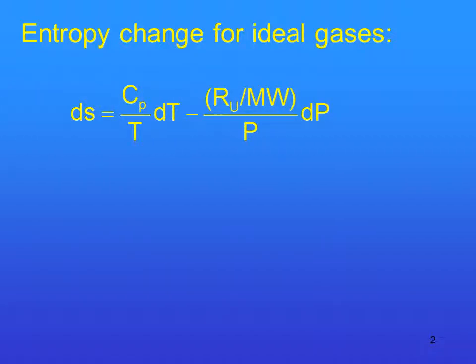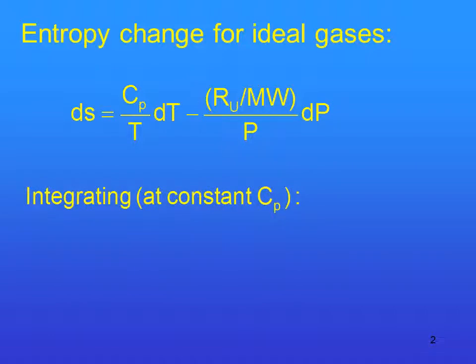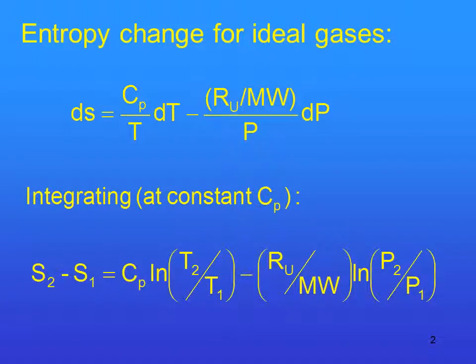I think we've shown earlier, or you can show, that ds is Cp over T dT minus R over molecular weight divided by P dP. This all comes from adding heat to a reversible process, and we developed the fundamental property equation, applied that to ideal gas, and came up with the above equation. If we integrate that at constant Cp, take Cp outside and integrate, you get a log function. So S2 minus S1 depends on the logs of the temperature ratio and the pressure ratio.